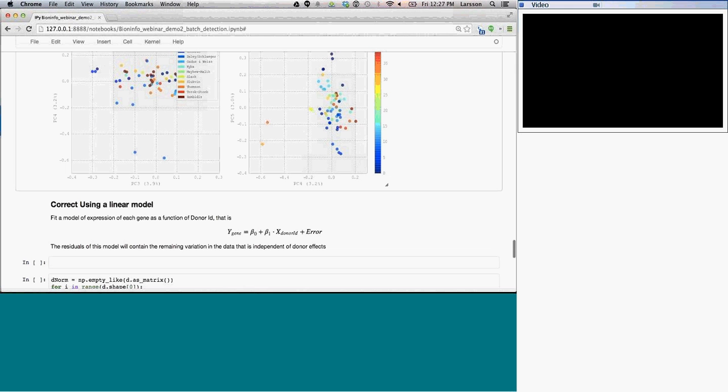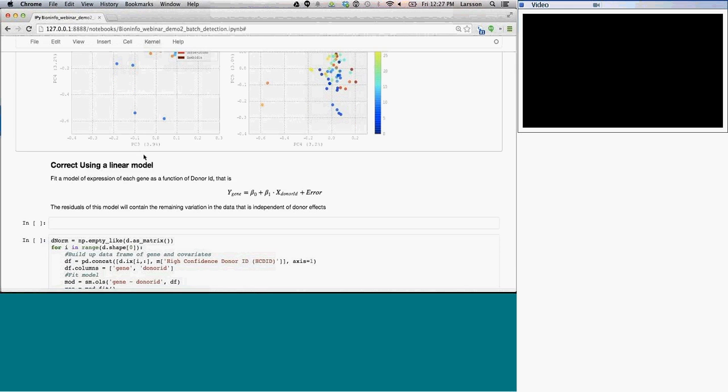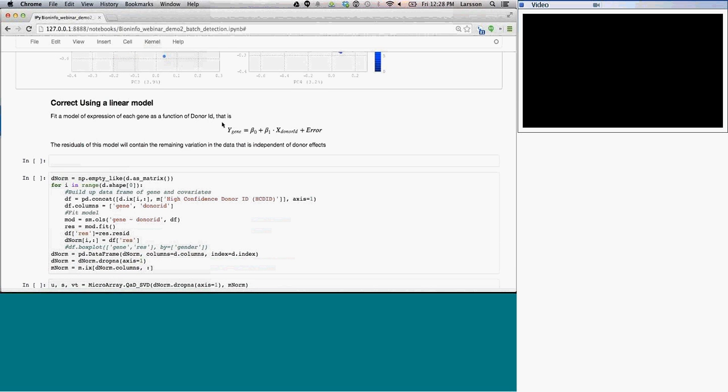Alternatively, if we step back now and ask, are there other ways we can correct for this? There are multiple ways, but one way is that we can also build a model and say, okay, it's really donor ID that we want to correct for. The PC could be donor ID and also have other effects in it, so I don't want to correct for that one. I'm only going to correct for donor ID.